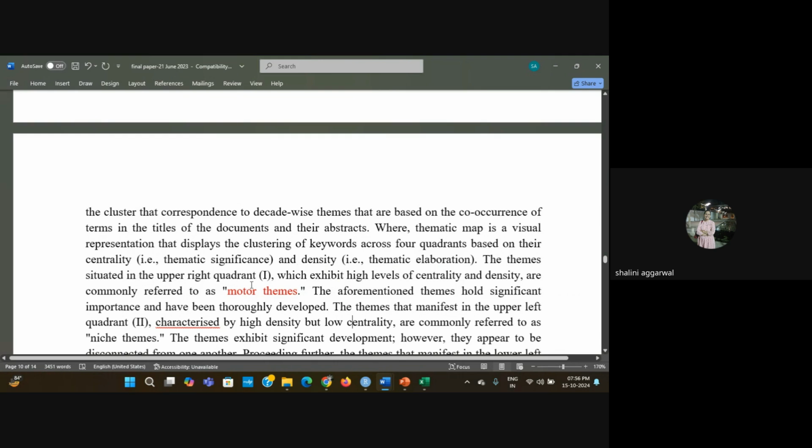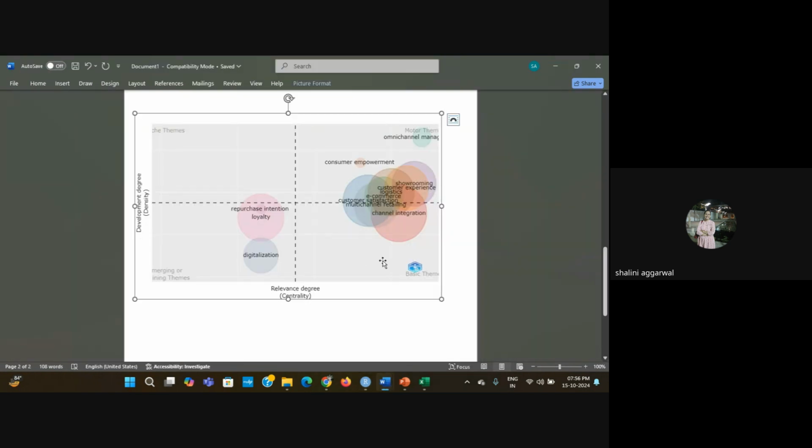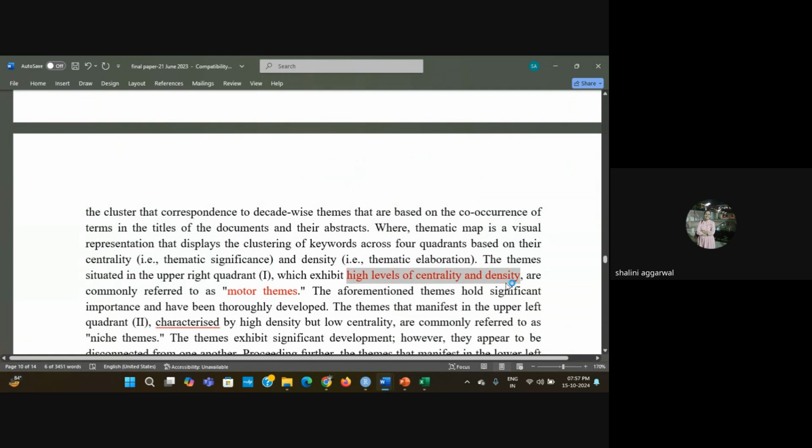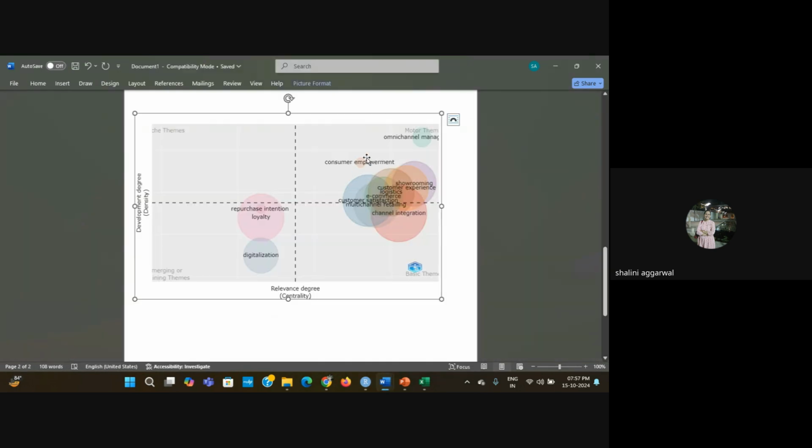The themes situated in the upper right quadrant, which exhibit a higher level of centrality and density. The themes or keywords lying in this quadrant are called the motor themes. Motor themes means a high level of centrality and density. The different themes it covers are omni-channel management, consumer empowerment, showrooming, experience, customer experience, logistics, e-commerce.